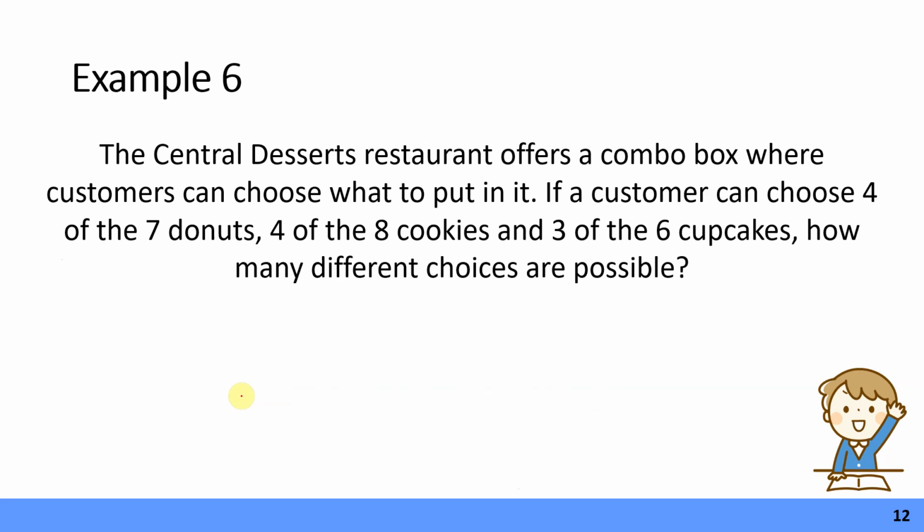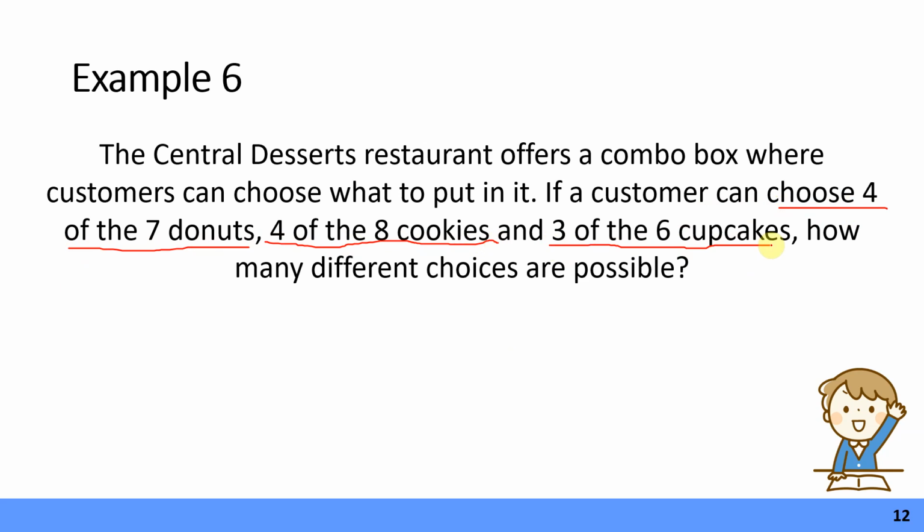So the Central Desserts restaurant offers a combo box where customers can choose what to put in it. So you're going to make your little box. Now, a customer can choose 4 out of the 7 donuts they have available. You can choose 4 out of the 8 cookies and 3 out of the 6 cupcakes. How many different choices are possible?